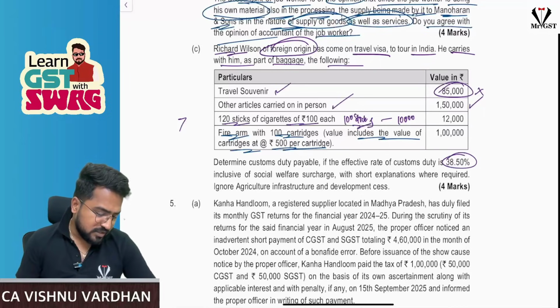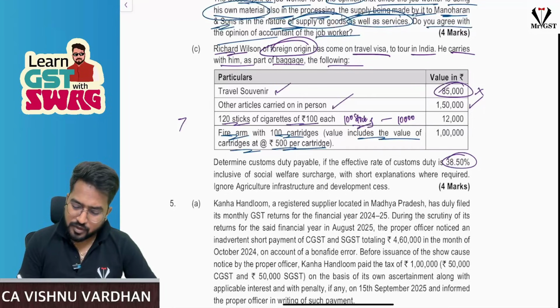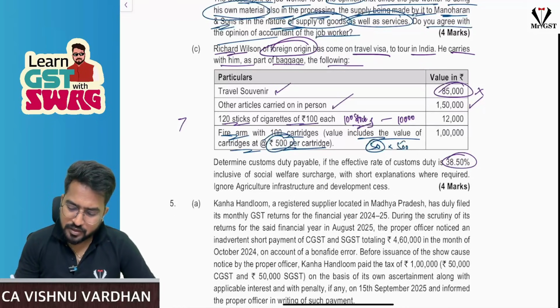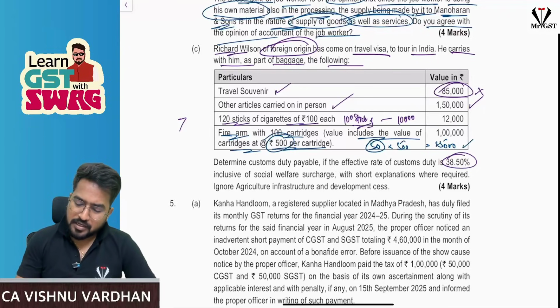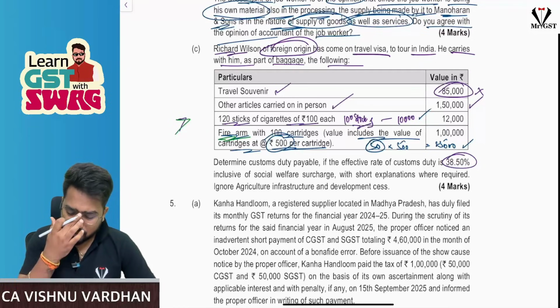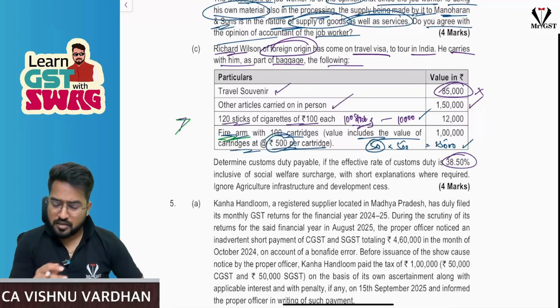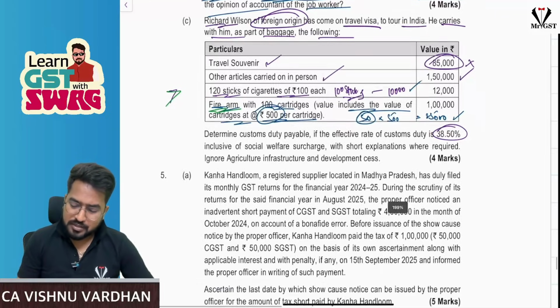And normally, firearm cartridges can also be taken up to 50, not more than that. So that 50 cartridges you can accommodate. Here, 50 cartridges at 500 per cartridge, so you can accommodate 25,000 in the normal way. So as normal baggage, 10,000, and for firearms greater than 120 sticks, or cartridges more than 50, all these things will be chargeable at 100%, not this 38.5%. So that is the point.